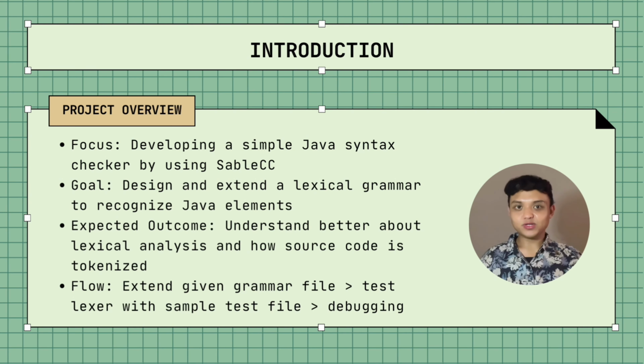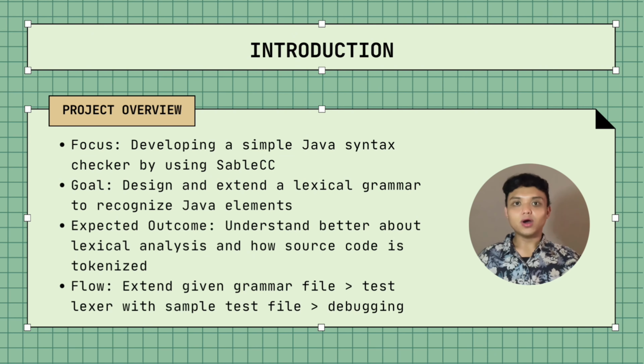In this mini project, the focus is on developing a simple Java syntax checker by using CC. The goal is basically that we want to design and extend a lexical grammar to recognize Java elements such as keywords, operators, identifiers, and many more. This could help us to understand better about lexical analysis and how source code is tokenized before compilation.